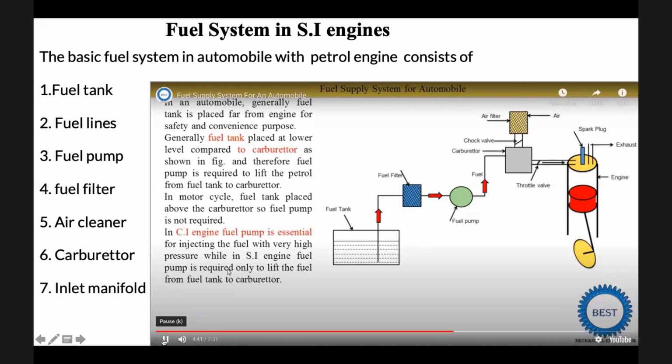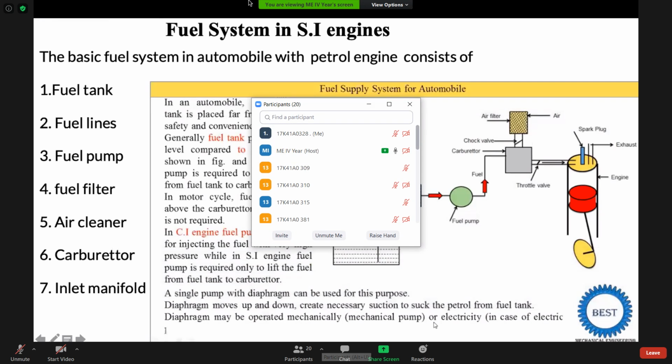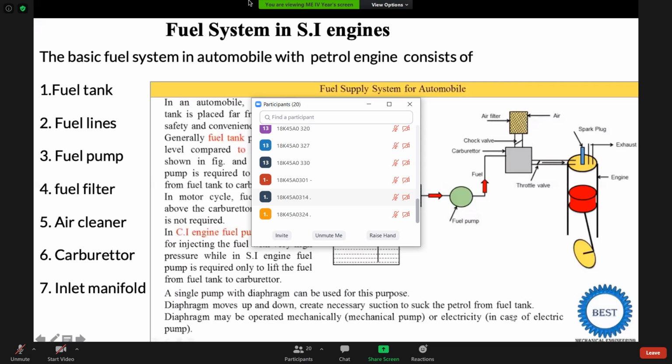While in an SI engine, the fuel pump is required only to lift the fuel from the fuel tank to the carburetor, or the fuel pump is not even used in the case of a motorcycle, because the fuel tank is at an upper level and the carburetor is below the fuel tank. A single diaphragm pump can be used for this purpose. Various types of pumps are available, but generally a diaphragm type of pump is used. The diaphragm moves up and down and creates the necessary suction to suck the petrol from the fuel tank. The diaphragm may be operated mechanically, meaning a mechanical pump, or electrically in the case of electrical pumps.